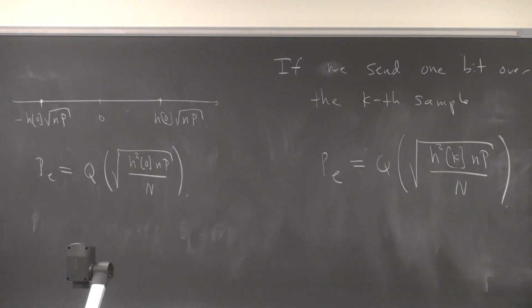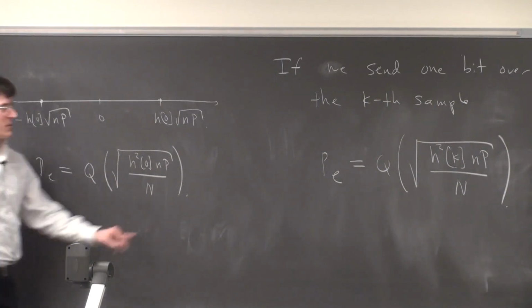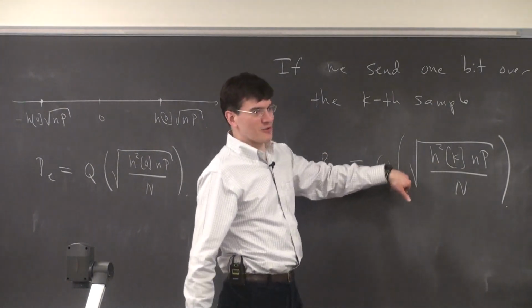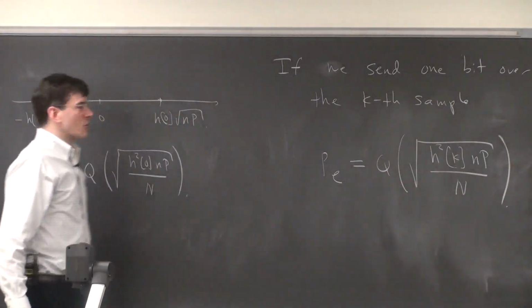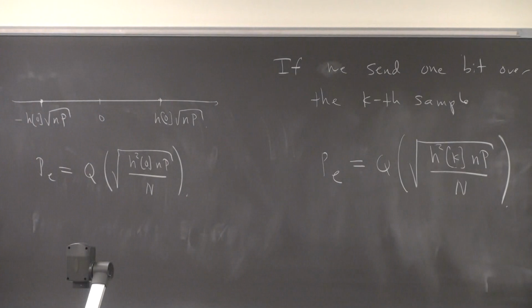These other ones attenuate more. You can think through it mathematically: this H is smaller, therefore the argument to Q is smaller, therefore the error probability is probably bigger. Or you can think of it in terms of the engineering, the physics of it: these gains are smaller, the attenuation is larger, so the performance should be worse compared to this one.